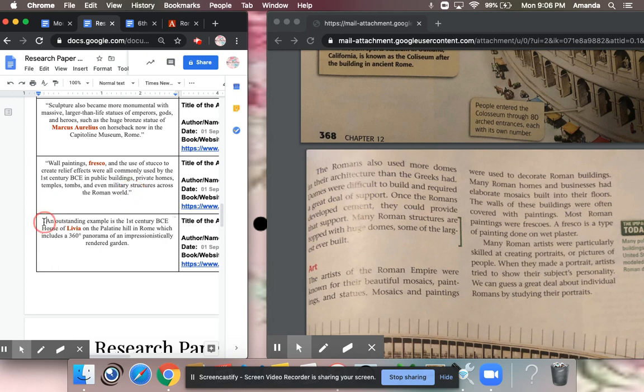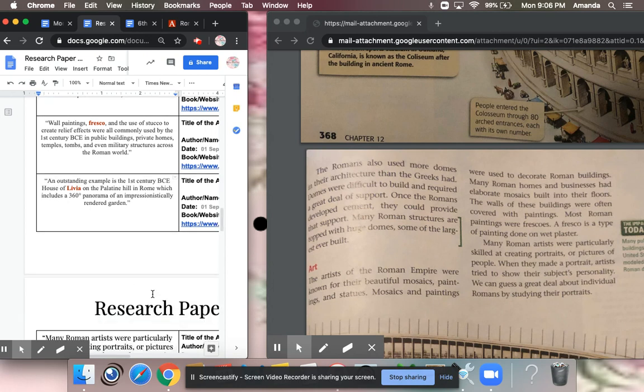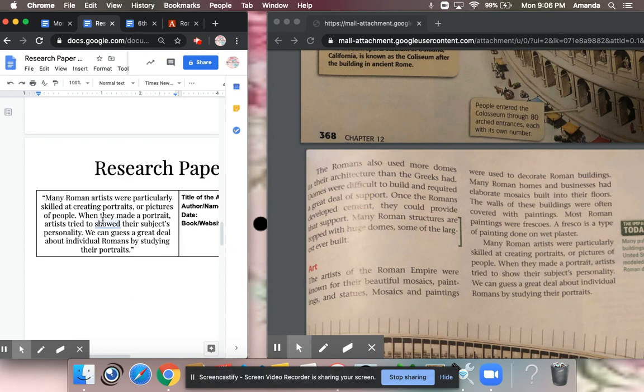I want to make sure that I am putting quotation marks here so that way my reader knows this is information that I got from a whole different source. This is not my ideas. So does it say showed or show? Show. Okay. So yeah, I want to make sure I have these quotation marks here.